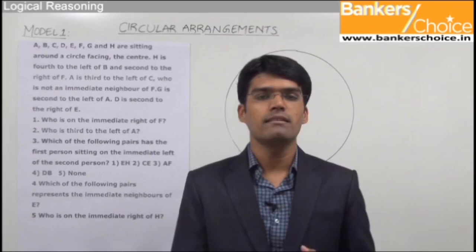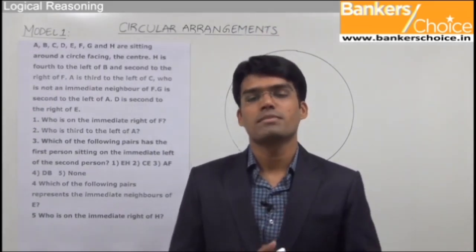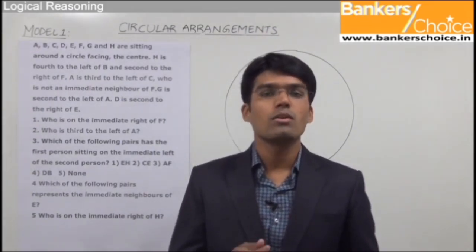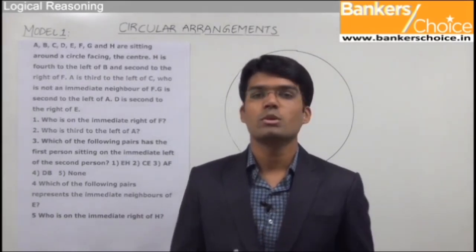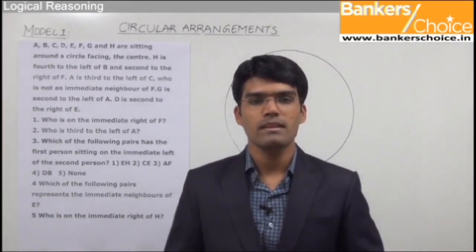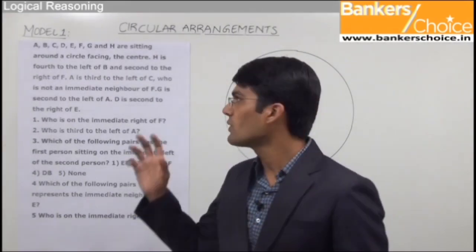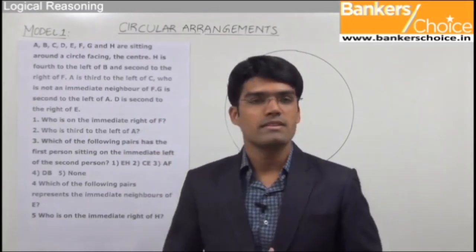Whenever the conjunction and, or, but, or while is used, we always refer to the first person, and whenever the word who is used, we always refer to the second person. So with this knowledge, let us now solve the given circular arrangement.